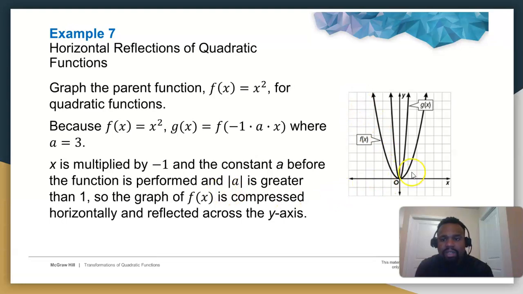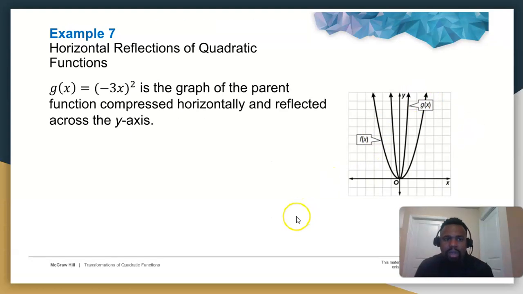All right, so this is the function. This is our parent function. So let's say this is the original point, and then we multiply by -3. All right, then we're actually going to flip this to this side, but then it's going to come in more narrow. All right, so it's still an upward parabola, but it's just going to flip across the y-axis. It's going to be more narrow, and then horizontally it's going to be compressed. All right, so that is basically your transformations there.